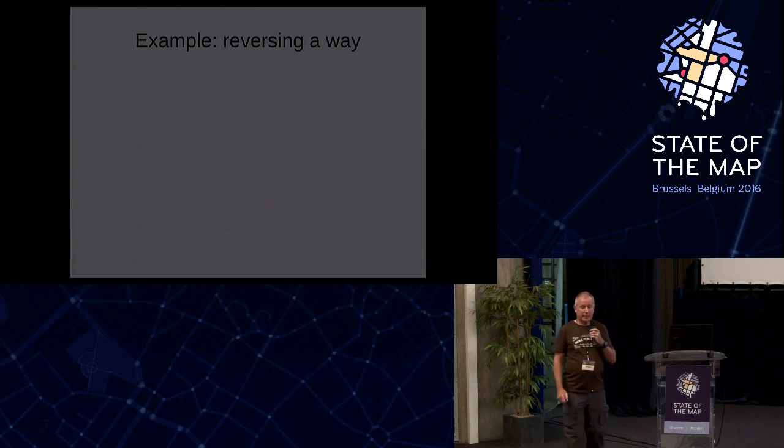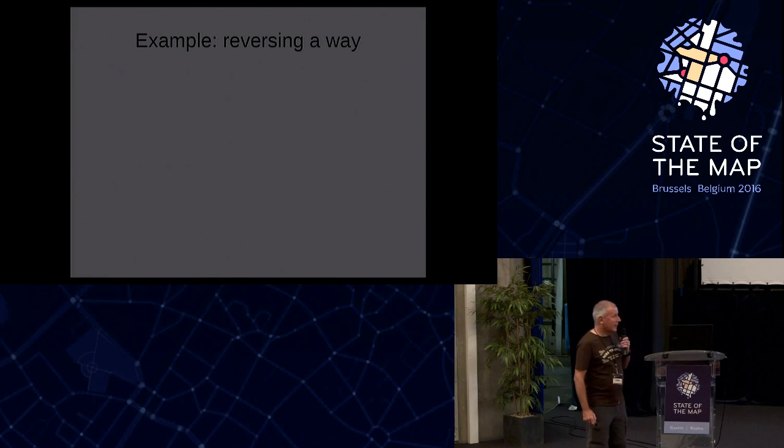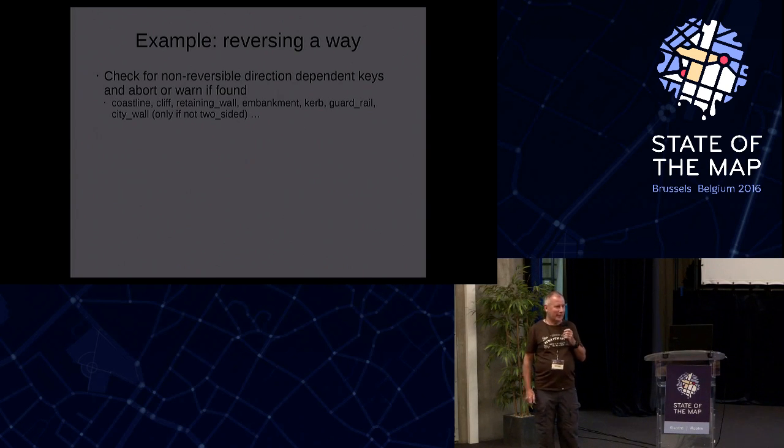There's a simple example. Most of us have probably reversed a way one day in our editor. Well, it isn't actually quite so simple. You rearrange the nodes, but you have to actually check: are there non-reversible direction-dependent tags on this way? For example, coastline, cliff, or it's a city wall, but only if it doesn't have the two-sided tag, you can't actually reverse the direction of that way without changing the meaning.